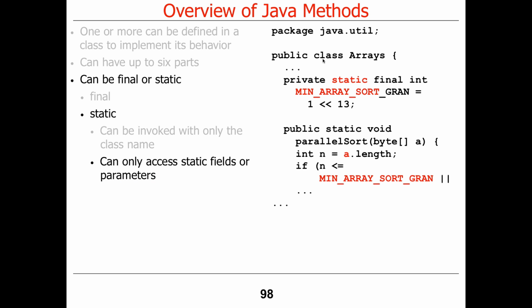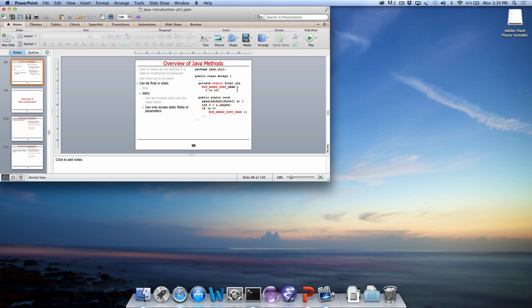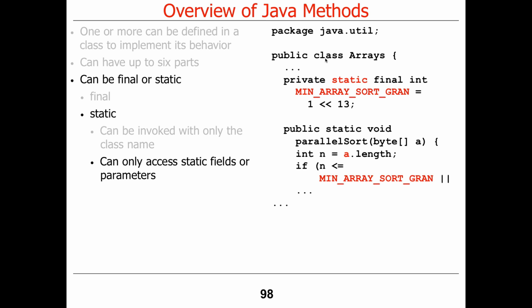There's some restrictions on what static methods can access. They can only access static fields or parameters. So here's an example where if you were to look inside the Arrays class, you'd find they have something called MIN_ARRAY_SORT_GRANULARITY. I should probably colorize that a little better to make it consistent. So we've got MIN_ARRAY_SORT_GRANULARITY, and that is a static data member. And inside the parallelSort method, which is a static method, it can only access parameters or static data members or fields. So you can't access non-statics because it doesn't have an object.